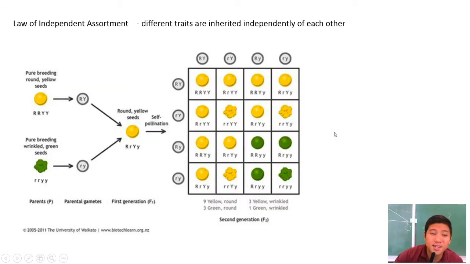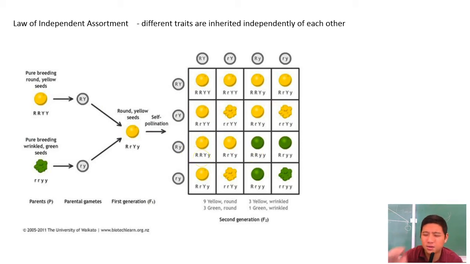Now, Mendel had a second law called the law of independent assortment, and it said that the different traits are inherited independently of each other. So what he wanted to figure out was, he had these seeds that were round and yellow, and he had these seeds that were green and wrinkled. And he was thinking, well, are seeds always going to be round and yellow, and are they always going to be wrinkled and green? Meaning, are the two traits linked to each other? And he found out through a cross here that they are not linked, and that the traits are independent of each other.